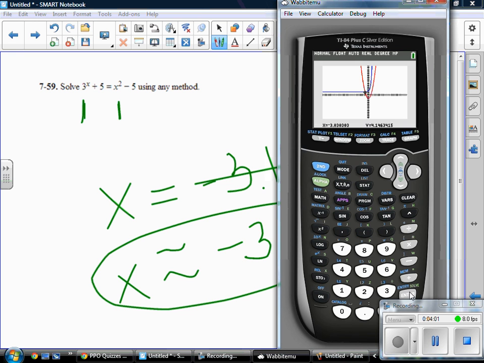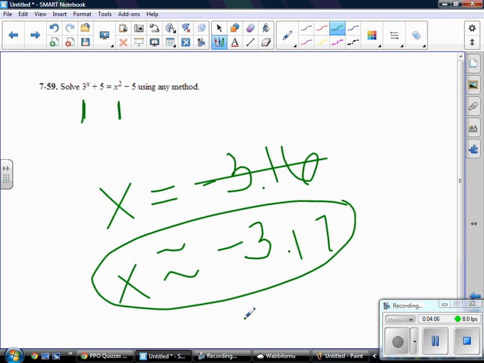Okay, so I use my calculator to graph them separately and get x equals about negative 3.17.